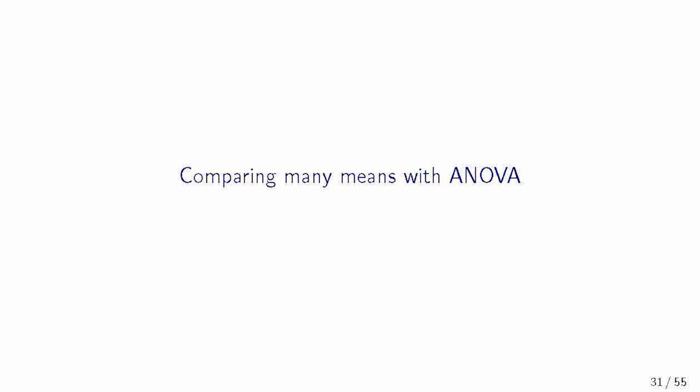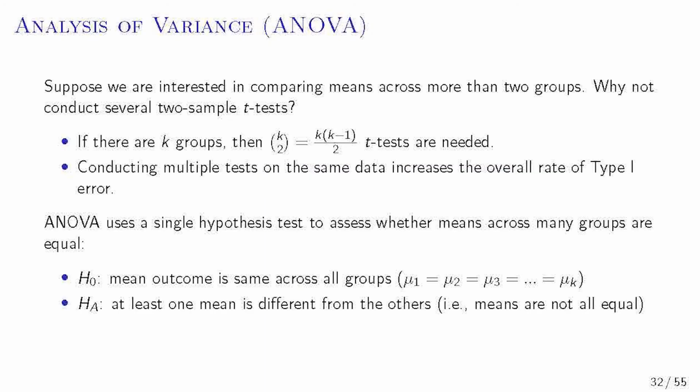Now, suppose instead of having just 2 means, you have many or several. What do you do then? Suppose we are interested in comparing means across more than 2 groups. Well, why don't we just do a whole bunch of 2-sample t-tests? Multiple tests increase the overall rate of type 1 error, so that's a problem. And then we need to calculate a binomial, which I guess most of y'all don't want to do, to find out how many t-tests would be needed. It's going to be a lot.